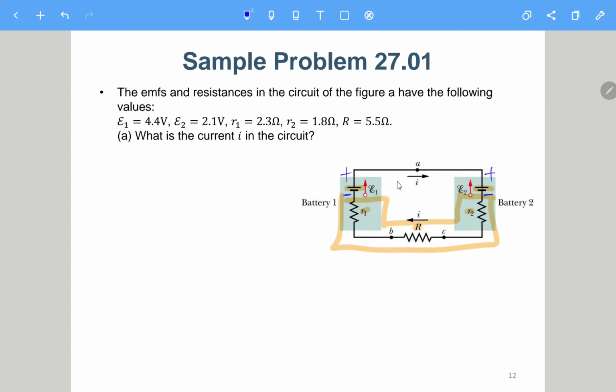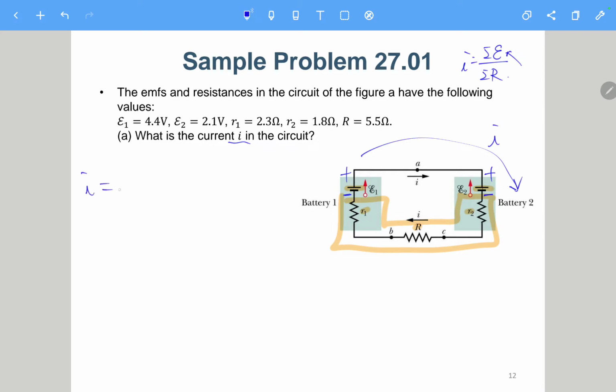When you consider the current I in this direction, you need to consider the sign of E1 and E2 carefully. Of course, I equals the total E over the total R. But we need to determine whether E1 and E2 are positive or negative. For resistance, it is very safe. You just add all the numbers together, it will be fine.